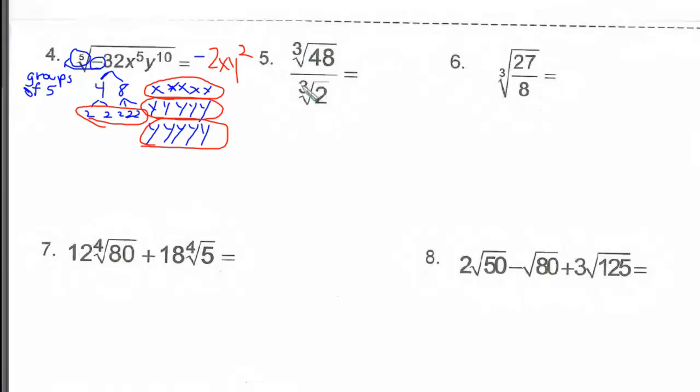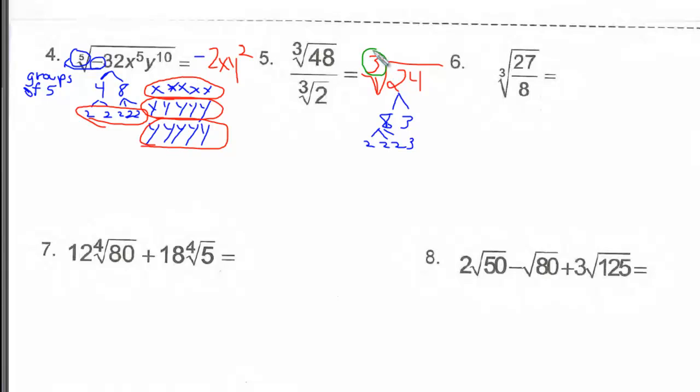If the indexes are the same on the radicals in the numerator and the denominator, I can divide 48 by 2, and we get 24. So this is really the cube root of 24. Now this will be easier to break up. So 24 breaks down to be 8 times 3. And 8 breaks down to be 2 times 2 times 2.